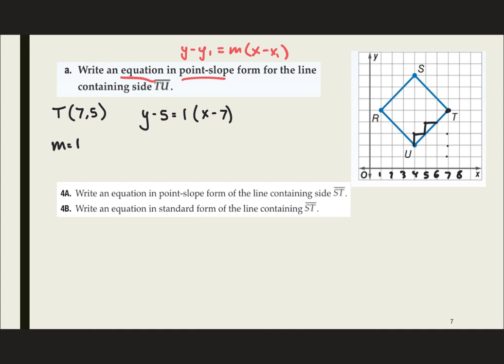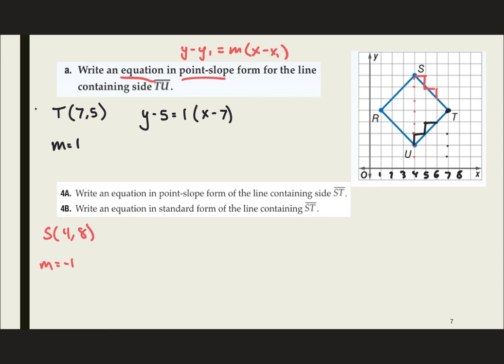Okay, let's move on to the next one. 4a, write an equation in point-slope form of the line containing ST. So ST is this side right here. So here we go. I'm going to use S for no other reason than it came first in the name. And let me change colors so you can see what I'm doing. So S is 4, 1, 2, 3, 4, 5, 6, 7, 8. And then my slope, over 1, down 1, over 1, down 1. So the slope is negative 1.